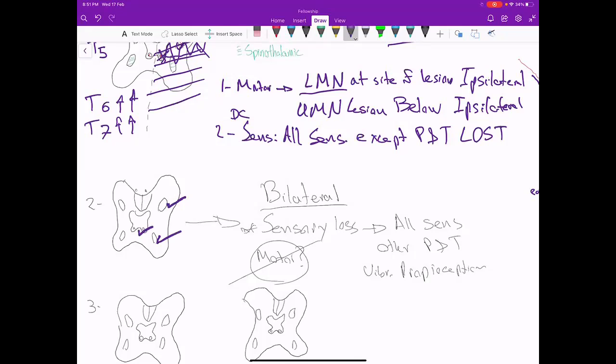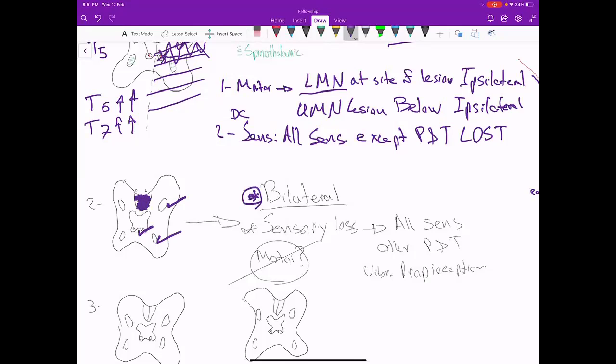Pain and temperature, no, it's okay. Do I have ataxia? Maybe. But I told you in the very beginning, remember, spinocerebellar, completely forget about it. So what's damaged? We said the dorsal columns. And we know it's bilateral, right?